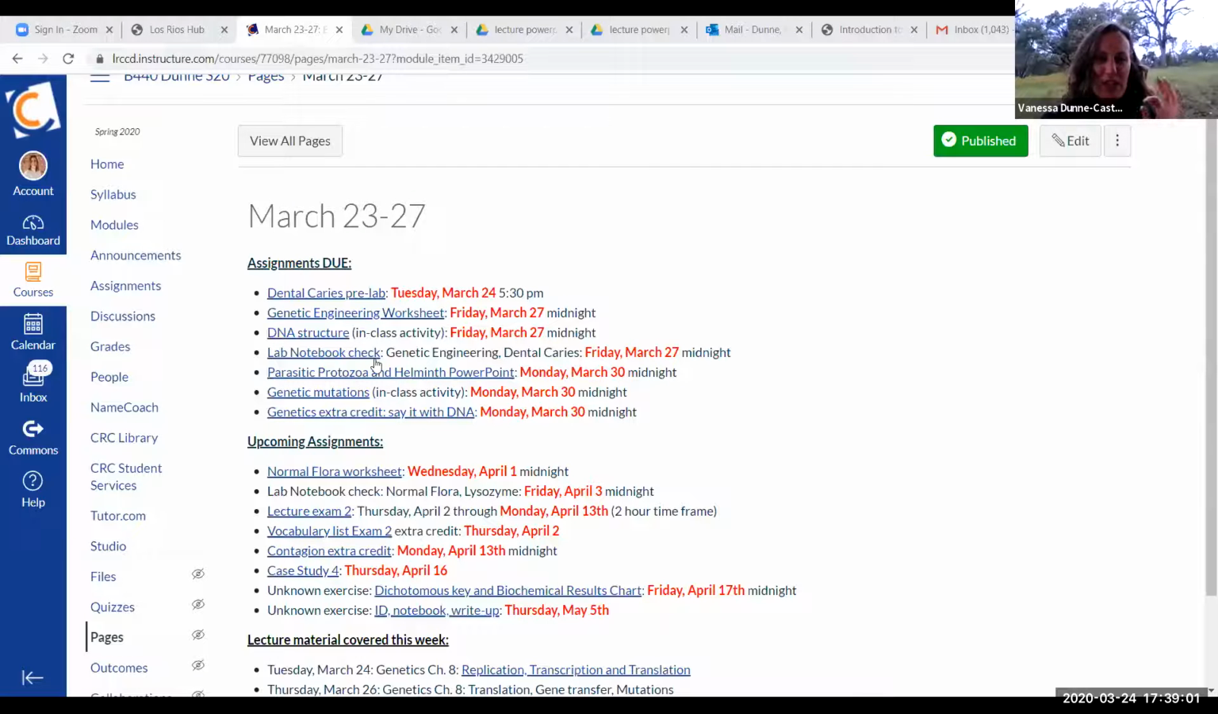Okay. Again, that lab notebook check. So that would be genetic engineering and then dental caries, which I'll talk to you about super briefly in just a second. Those two things you should have completed, just like you would if you were in the classroom, with the lab notebook entries, including the conclusion questions from the lab manual.